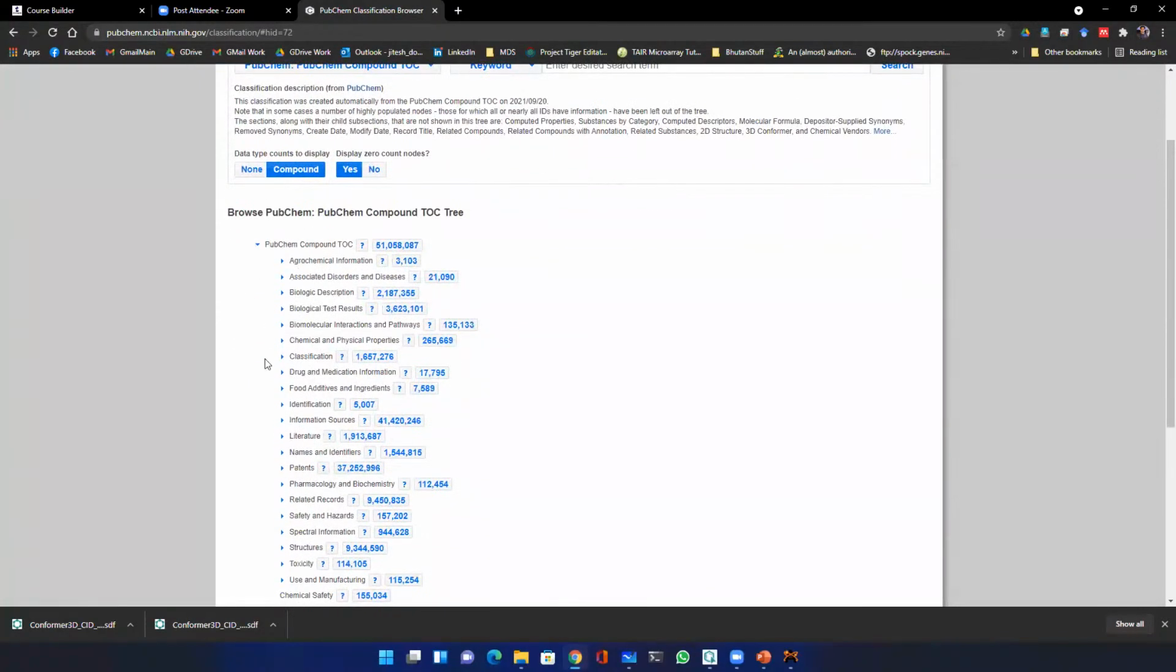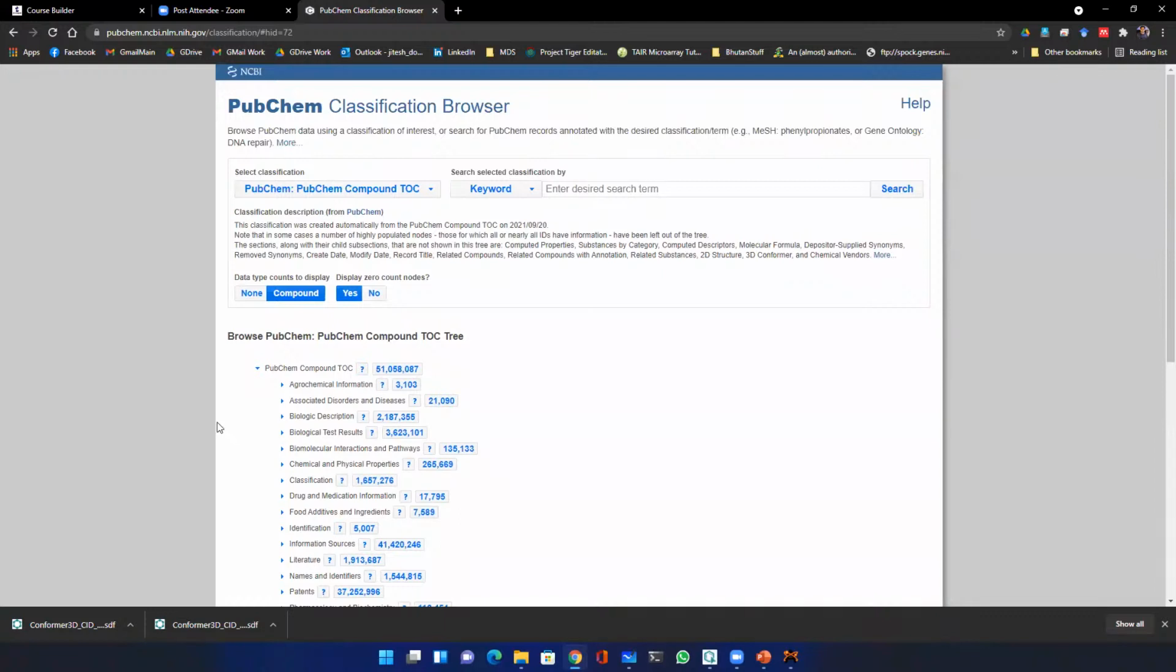So for example, here we have the molecules which have been divided into these different compound classes. We have some molecules belonging to agrochemicals. We have the molecules with biological test results. We have molecules for which pharmacology and biochemical information is available, and so on. But you don't have to stick to the same classification. You can change this entirely to your requirement.